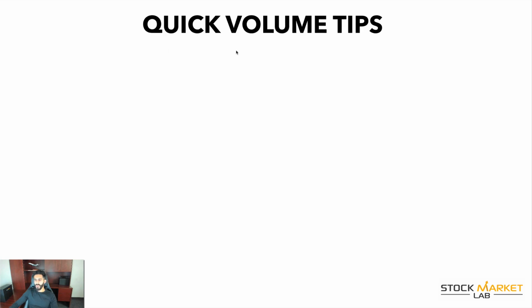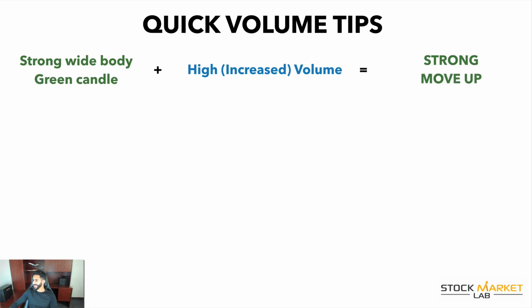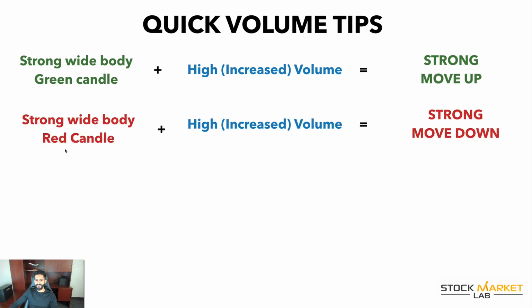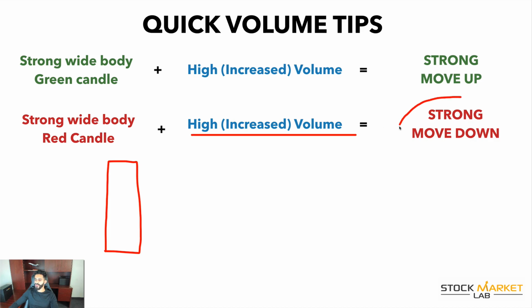All right, so I'm going to break down some quick volume tips just to refresh everything we went over. A strong wide green body, something that looks something like this. A strong wide green candle with increased volume is a strong move up. So if you see a strong wide green body and high volume, that is a strong move up. Now, if you see a strong wide body that's a red candle, something like this, with increased volume, that is a strong move down.